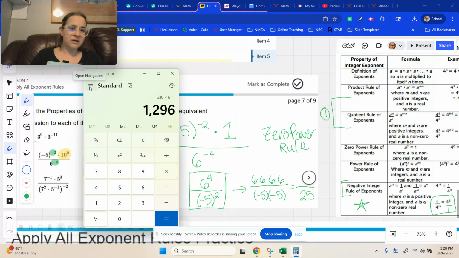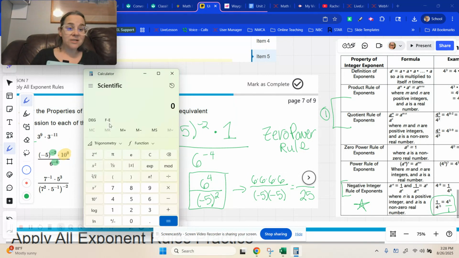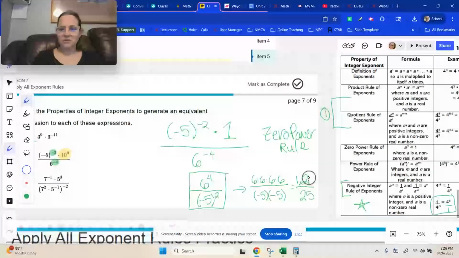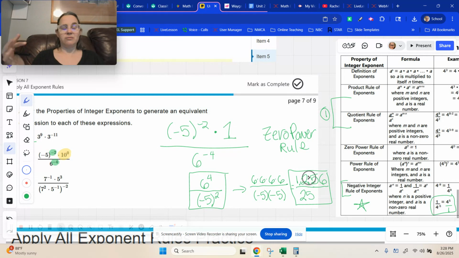If I click these three lines here, I can go scientific with my calculator. And I can type 6, and then I'm going to hit this little x to the y button, and I'm going to raise it to the power of 4. Same answer. Okay. So 1,296 over 25. This could be the answer they're looking for. And gosh, maybe they want that as a mixed number. I don't know. It's ugly enough the way it is.